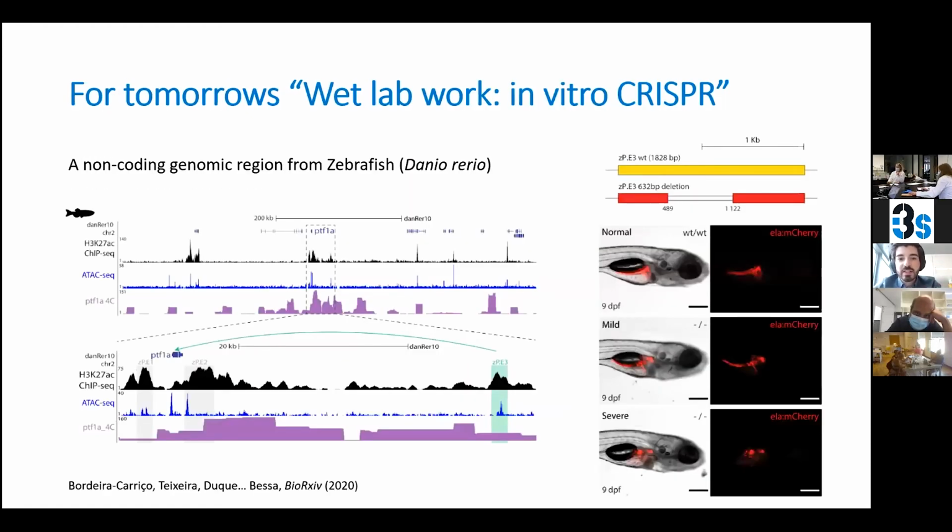For instance, in this case, my colleagues want us to delete a zebrafish enhancer. It controls a gene called PTF1A, and the result of the deletion of this non-coding region is that the fish loses the pancreas. It's a very dramatic phenotype: you are cutting a non-coding region and you have a very dramatic phenotype. Tomorrow, with Joanna who is here, say hello, we are going to cut this enhancer with the SGs that we used in vivo, but we are going to do it in vitro, in a tube.